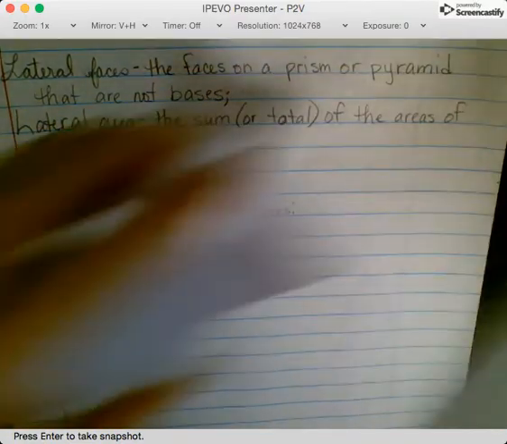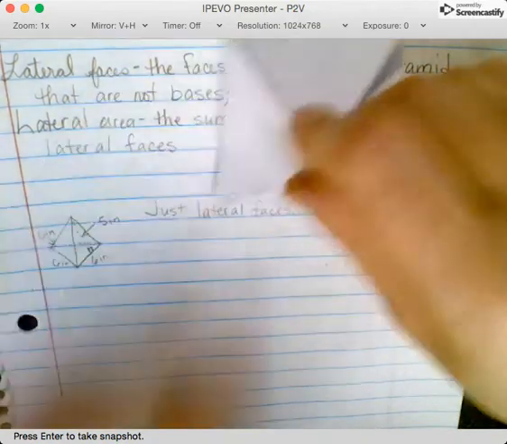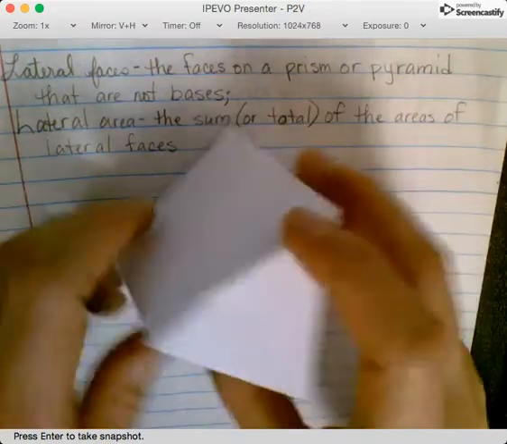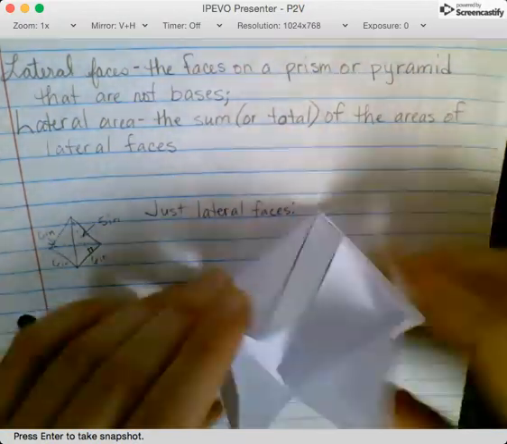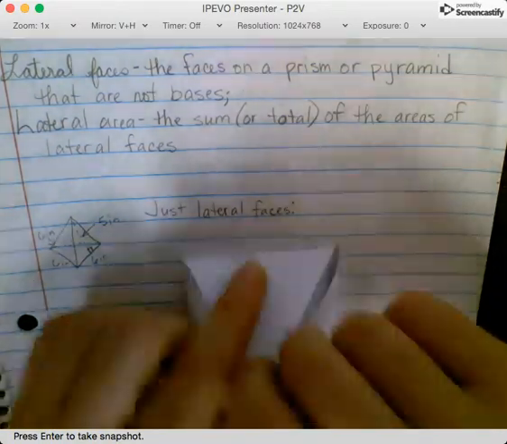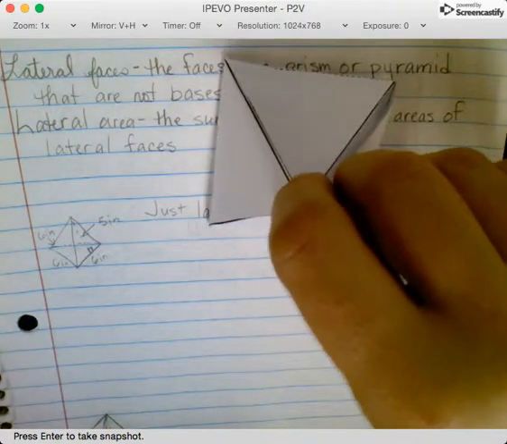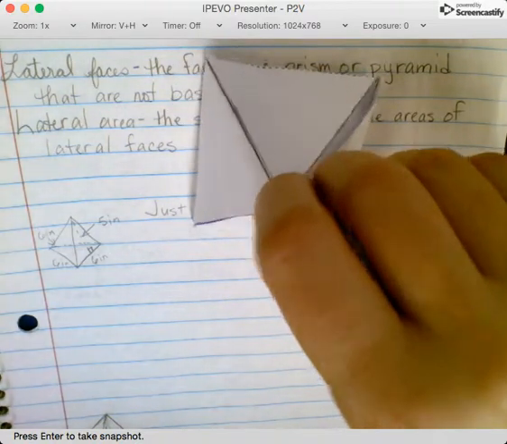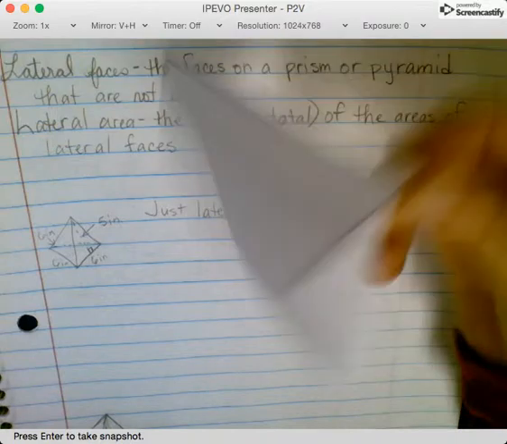Now, that's a triangular pyramid. This one is a square pyramid. The lateral faces are all triangles, and then the base that it sits on is a square. So the lateral faces are how you know that it's a pyramid and not a prism. If the lateral faces are triangles, it's a pyramid. If the lateral faces are rectangles, then it is a prism. So this one is a pyramid, okay?